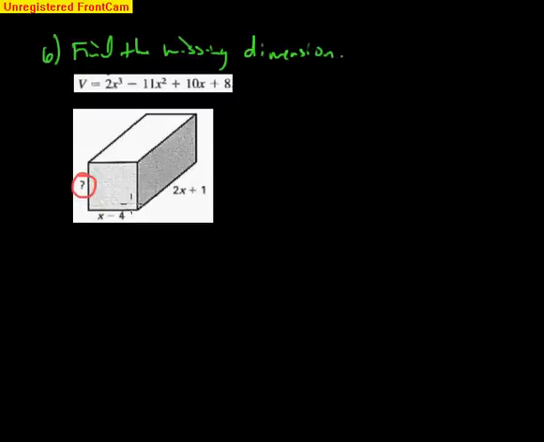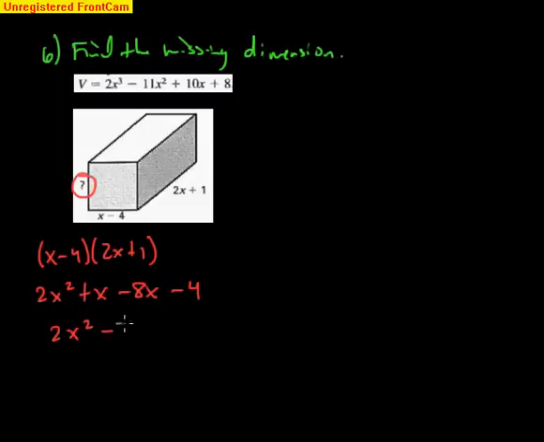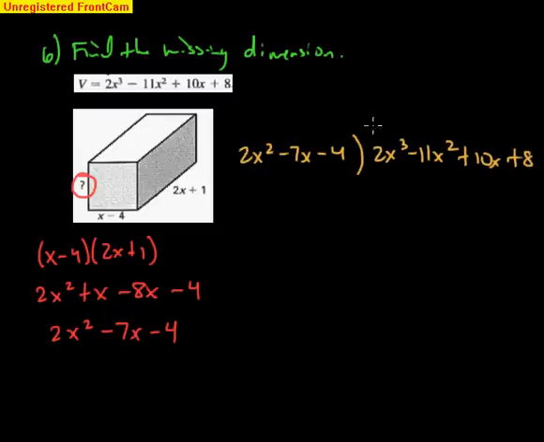So remember how we handle this problem. We take the 2 we know and multiply them. So when I FOIL, I'll get 2x squared plus 1x minus 8x minus 4. Combine your middle terms: 2x squared minus 7x minus 4. This is the product of the 2 dimensions you know. So now we take this and we divide it into our volume. 2x squared minus 7x minus 4 into 2x cubed minus 11x squared plus 10x plus 8.